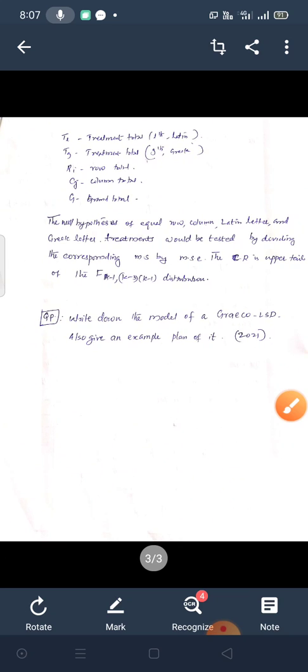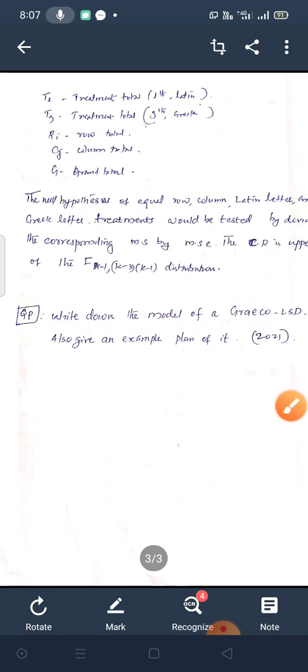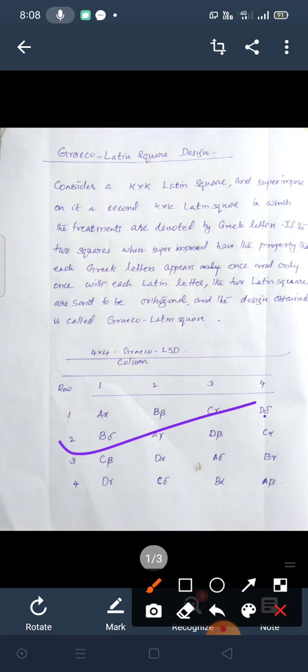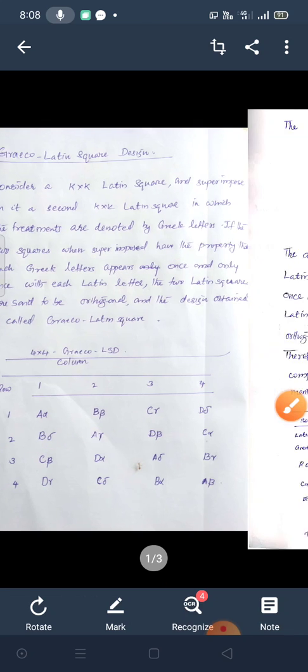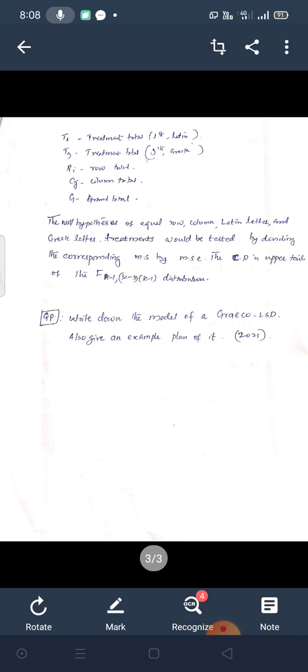And finally, this is one of the questions from a previous question paper. The question is, write down the model of a Graeco Latin square and also give an example plan of it. So for the example plan, you can write this and just explain the definition. This is weighted 2.